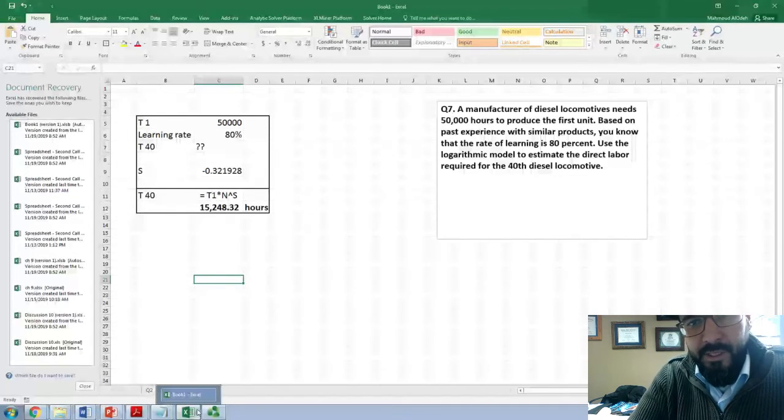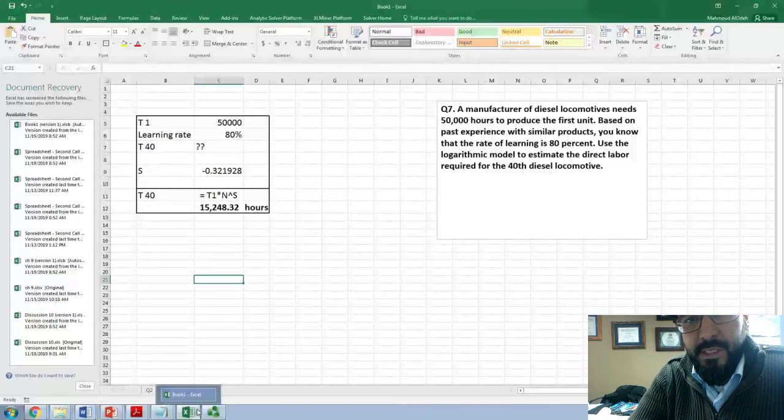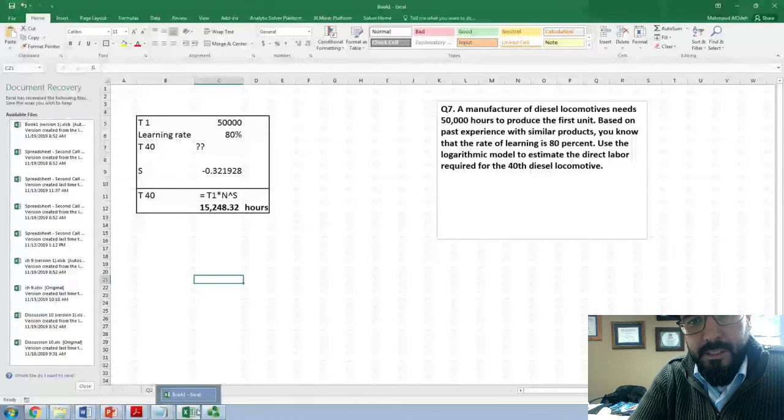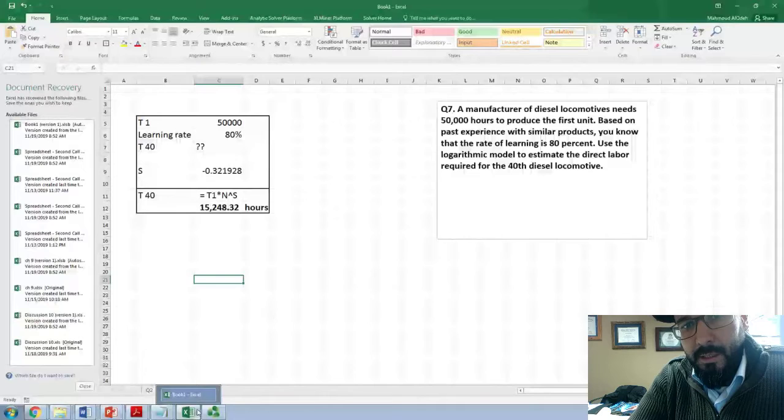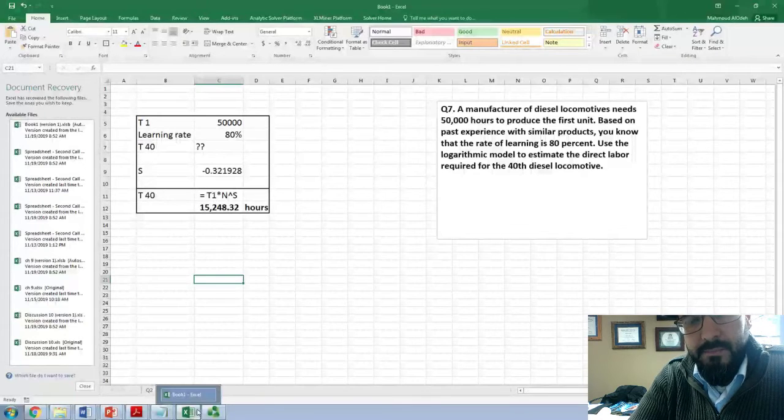So we have a manufacturer of diesel locomotives that needs 50,000 hours to produce the first unit. Based on past experience with similar products, you know that the rate of learning is 80%. Use the log model to estimate the direct labor required for the 40th diesel locomotive.